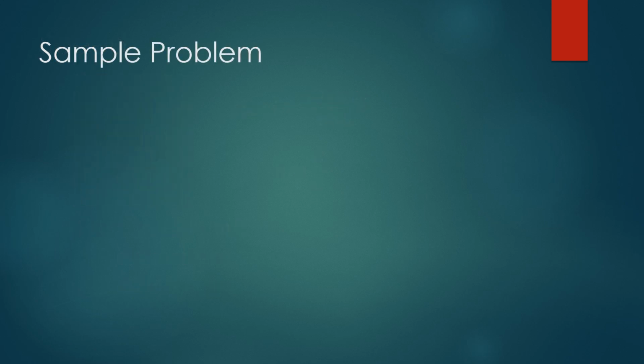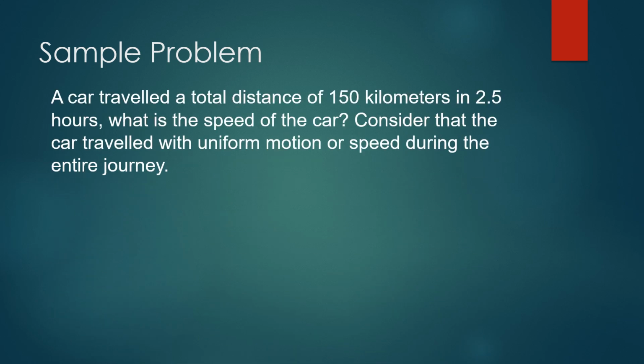Let us now solve a sample problem involving speed. A car traveled a total distance of 150 kilometers in 2.5 hours. What is the speed of the car? Consider that the car traveled with uniform motion or speed during the entire journey.